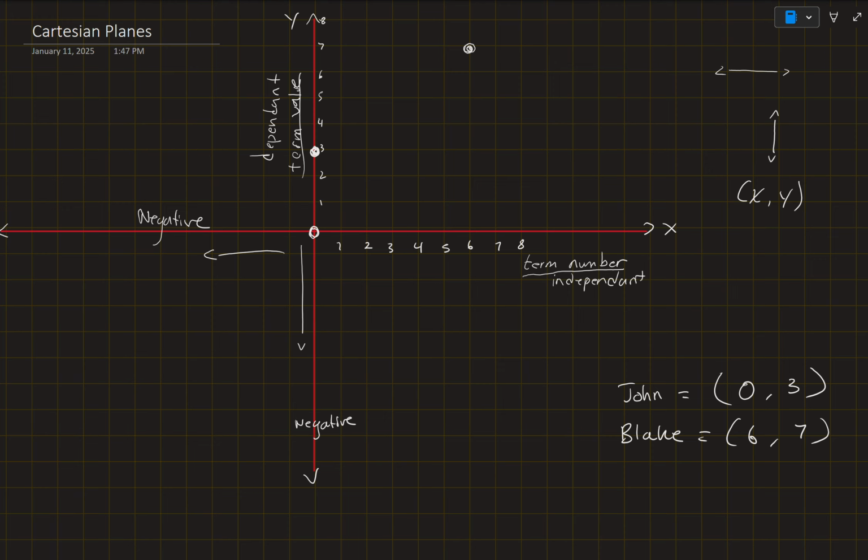6, 7. If we wanted to calculate the trajectory that John would have to climb the stairs to go to Blake's room, we're going to have to come up with a y equals mx plus b equation. Okay? So y equals mx plus b. We have some of these variables already. We have our b. Our b is 3 because John is situated at 0 on the x-axis, 3rd floor. So 3 on the y-axis. That's our base.